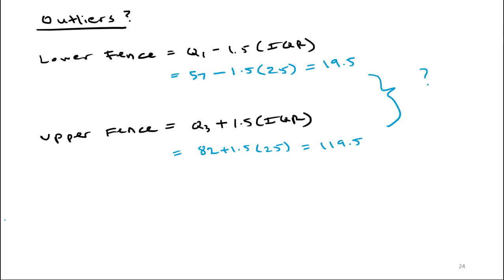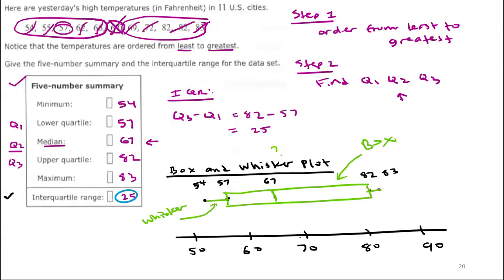Okay? So remember that. In this case, 54 was our lowest number, so there are no numbers below that, so we don't have an outlier for the lower end. And then 83 was our highest number, right? It does not surpass 119.5, so that means we don't have an outlier for the upper end. So in this case, if it did ask whether you have any outliers, then you would say no.